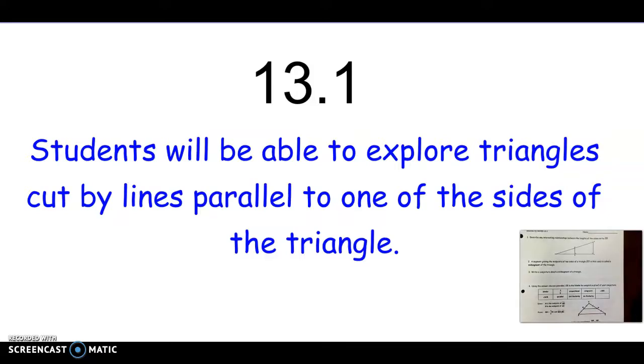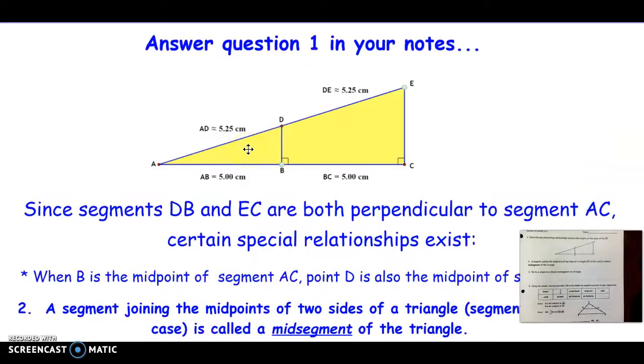In this lesson, we're going to be exploring some triangles that are cut by lines that are parallel to one of the sides of the triangle. So in question 1, you can see that you have a triangle such that you have this segment DB that is intersecting two sides of the triangle. Now, the way that it is arranged at this point in the lesson, it shows that AD is 5.25 centimeters, and so is DE.